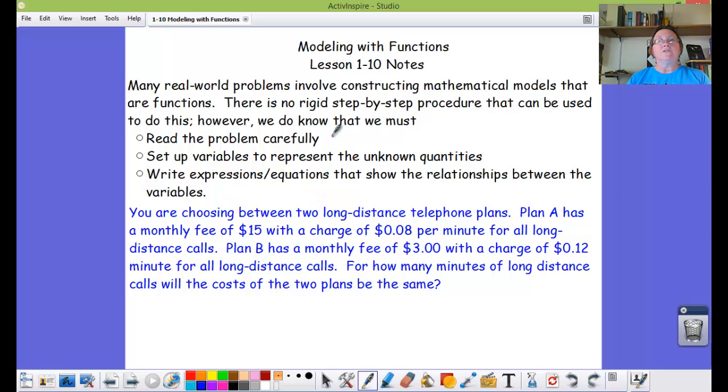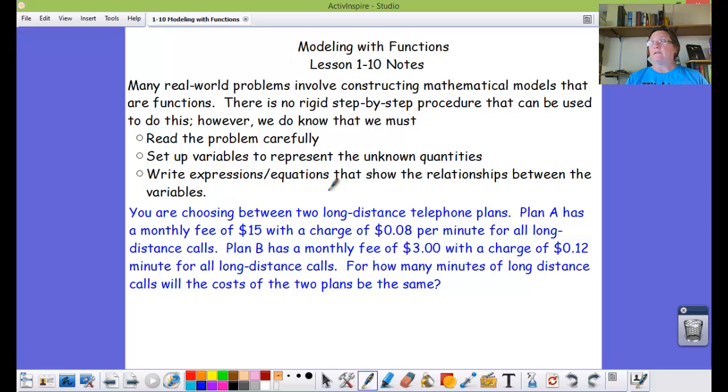I'd like to draw your attention here. Reading the problem carefully is the first and the essential step. In fact, it's probably the first, second, and third step, because experts say that you'll read at least 3 times before you solve a problem. The second step would be to set up variables that represent unknowns. And then thirdly, to write expressions or equations that show how those variables relate to each other.